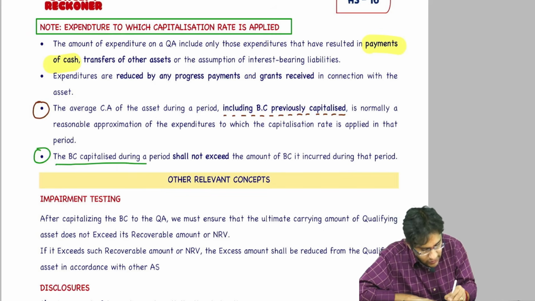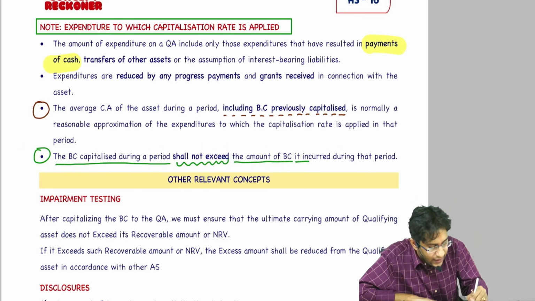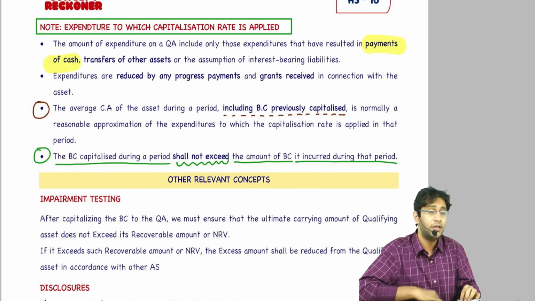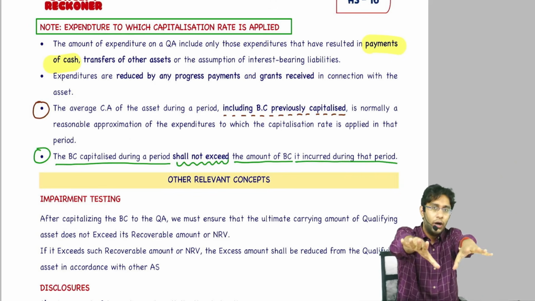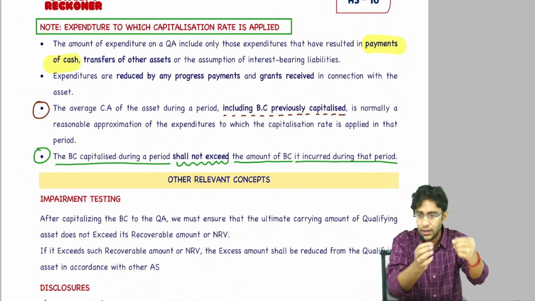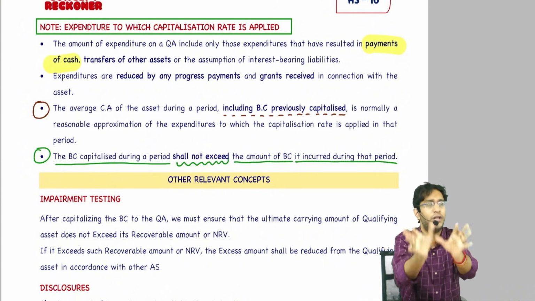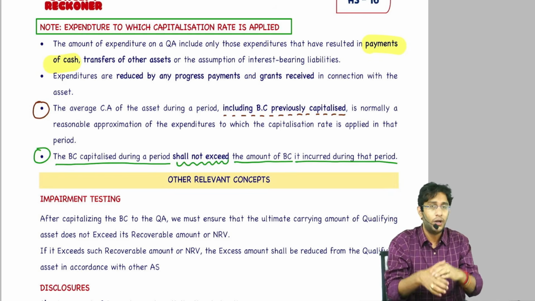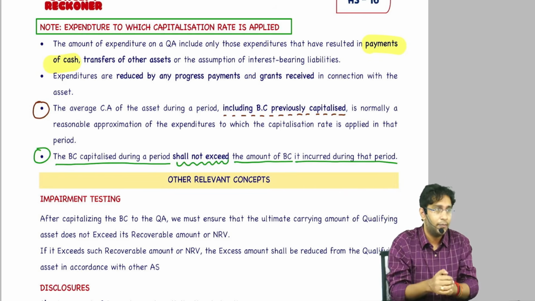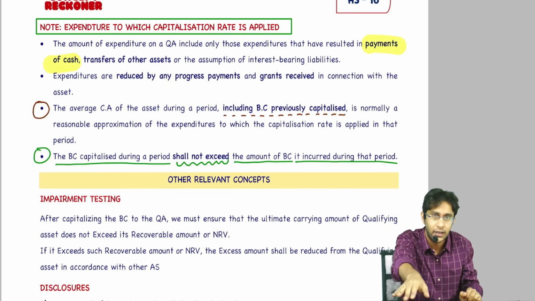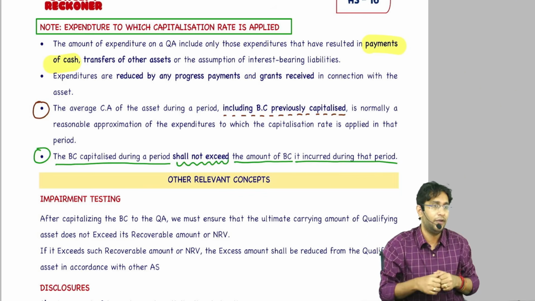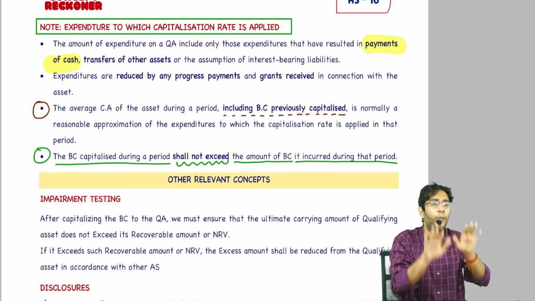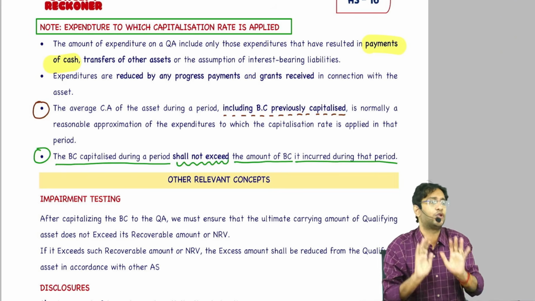Borrowing cost capitalized during a period shall not exceed the amount of borrowing cost incurred during the period. See, why is he giving you the disclaimer there? Why is he controlling you? Because in step number 3, the rate you are applying on expenditure gives you one number, a number you will be capitalizing. But there is every possibility that that number may exceed the actual borrowing cost you are incurring. If it happens so, then stop yourself only to the extent of actual borrowing cost.